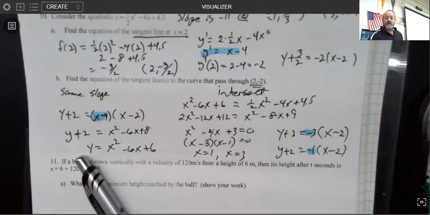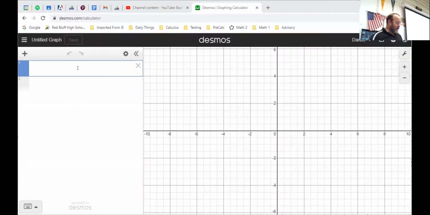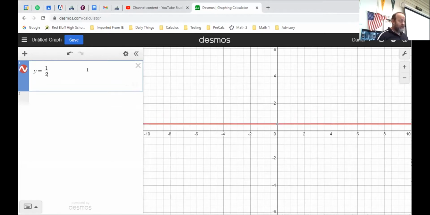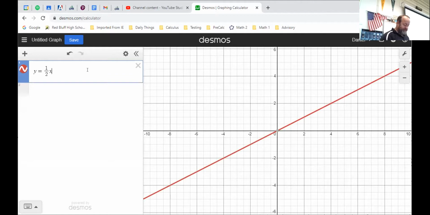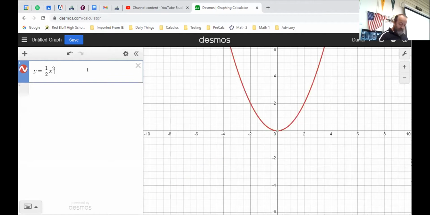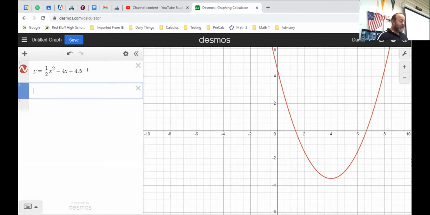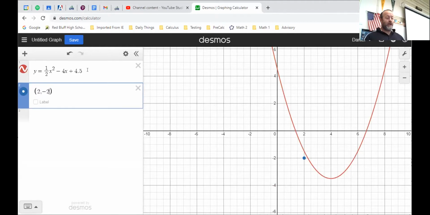So let me go ahead and stop share this one, and let's reshare this with Desmos. And let's see what happens if we take a look at our problem. So I had y is 1/2 x squared minus 4x plus 4.5. That nice little curve. I have this coordinate at (2, -2), which I mentioned was not on the line, although I didn't really prove that to you. I just kind of told you it wasn't, but you can see that it didn't work.